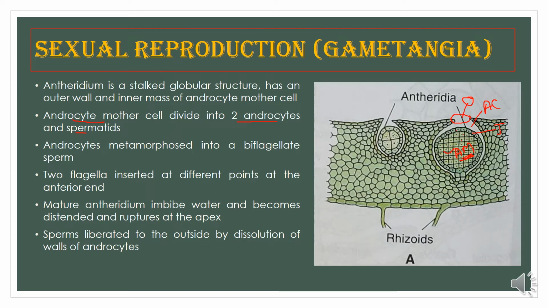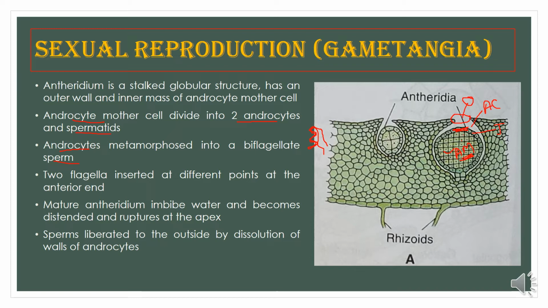Usually the androcyte mother cells divide by mitosis, and each androcyte mother cell produces 2 androcytes, or spermatids. Each of these androcytes or spermatids gradually metamorphoses into the biflagellate sperms. So the spiral biflagellate sperms of Pellia are produced inside these chambers.